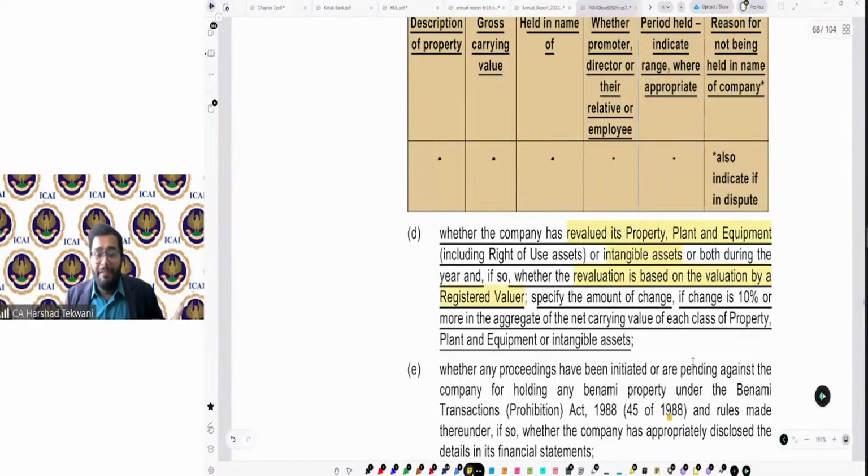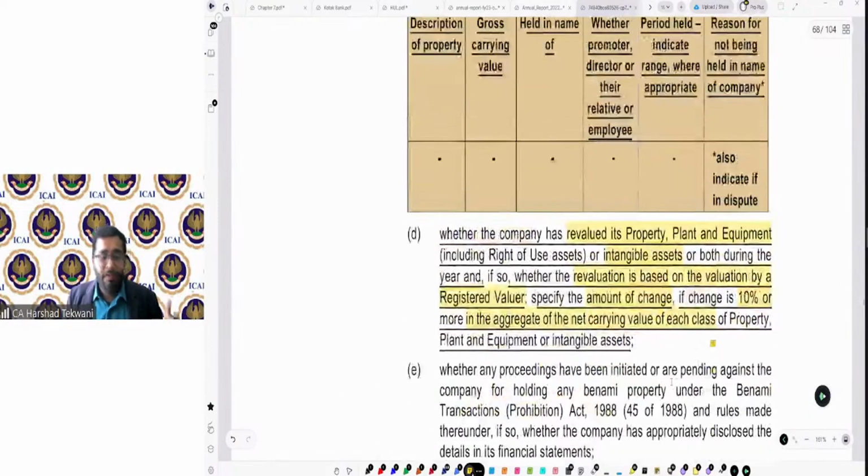And if the revaluation amount is more than 10% in the aggregate of the net carrying value of each class of property, plant or equipment, so I need to see the change class by class. In that case, I need to specify the amount also. Three things: revaluation, yes or no; registered valuer, yes or no; amount if more than 10%.